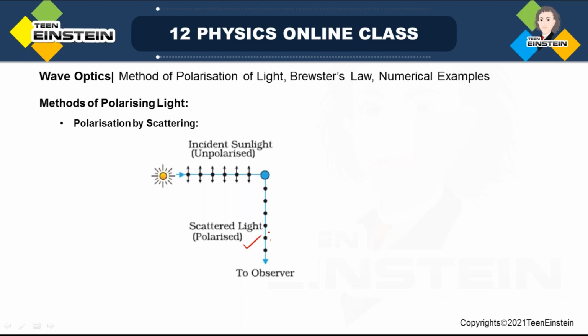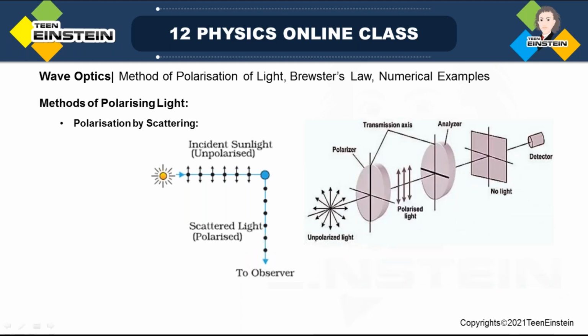The famous Indian scientist C.V. Raman did various experiments on this scattering of light, and because of his famous experiment, the Raman effect, he was awarded the Nobel Prize.